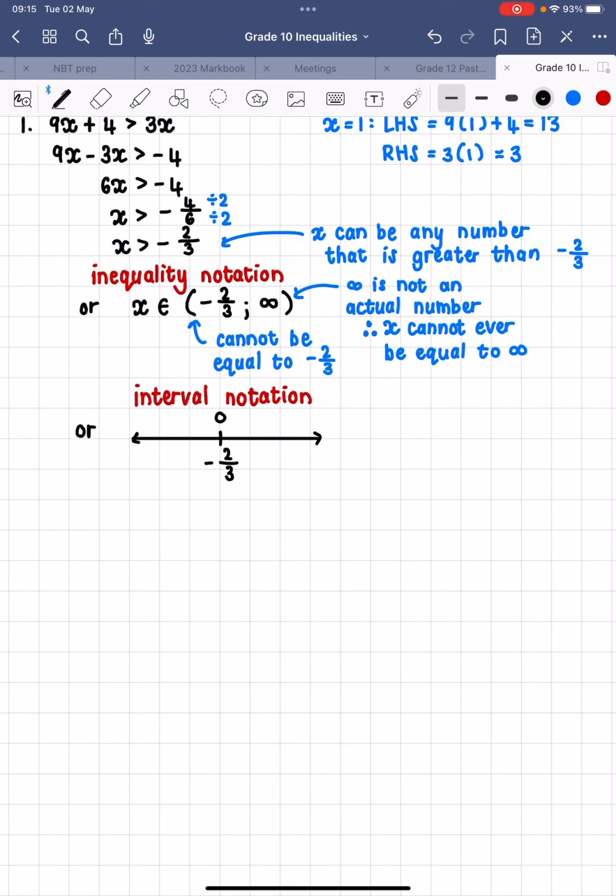And now our arrow needs to indicate, must our values be below negative 2 over 3 or must they be above negative 2 over 3? What do we think? Above, greater than. So we are then going to draw an arrow going from negative 2 over 3. And because it can go to infinity, we need to put an arrow on the end of that line. And this obviously is number line.